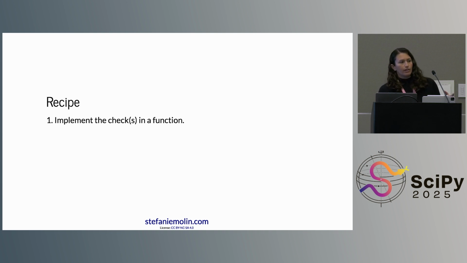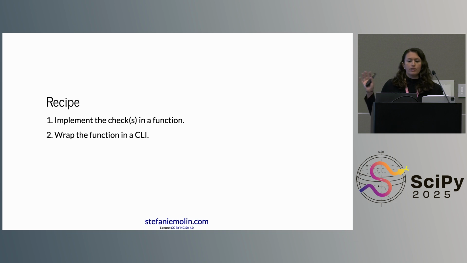Then you would take that function and wrap it in a CLI. We saw that pre-commit is basically invoking these things, sometimes with CLI arguments passed in. So wrapping your function in a CLI makes that integration possible. Then we want to make it installable, right? Pre-commit was making virtual environments for each of those repos we pointed it at.